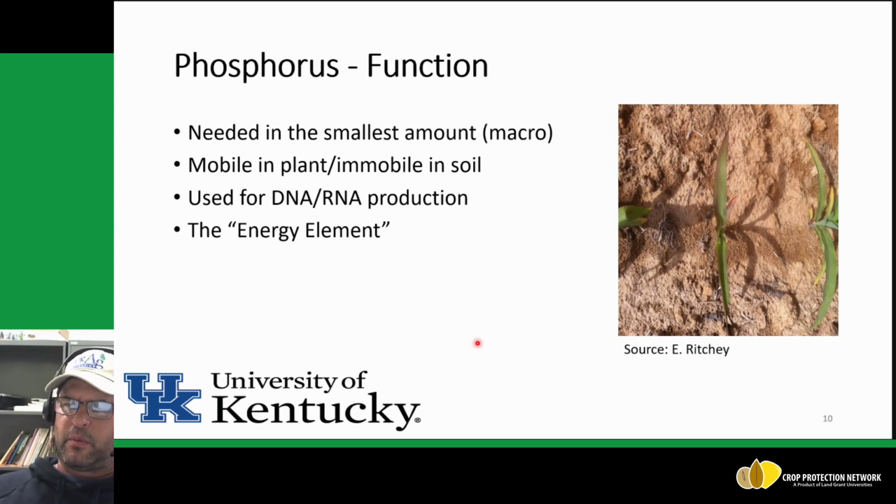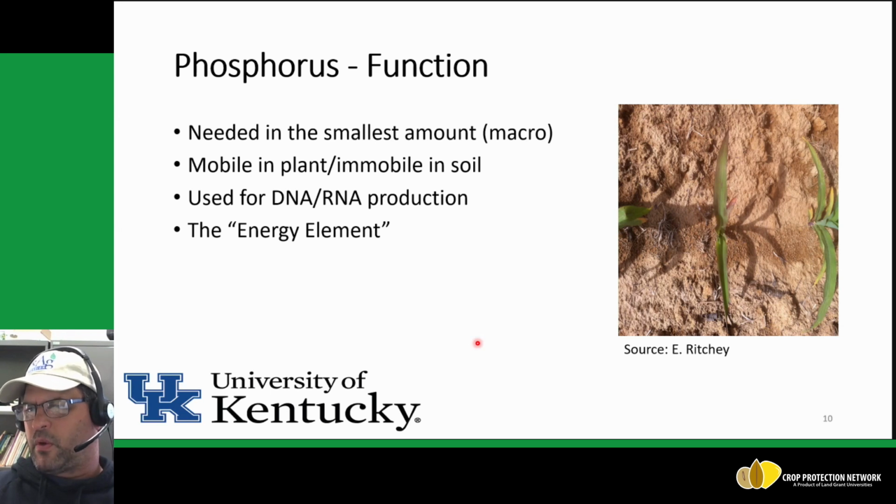So like nitrogen, it'll move from the oldest leaves to the youngest leaves when the plant needs that phosphorus, but when you apply it to the soil, it's not going to move more than a centimeter or so from where it was applied if it's not incorporated. If you surface apply it, or if you incorporate it, it's not going to move much from where it finally rests. It's used for DNA and RNA production. If you think about DNA, that's the genetic material that is found in the seed. So it kind of influences seed production, and it's considered the energy element.